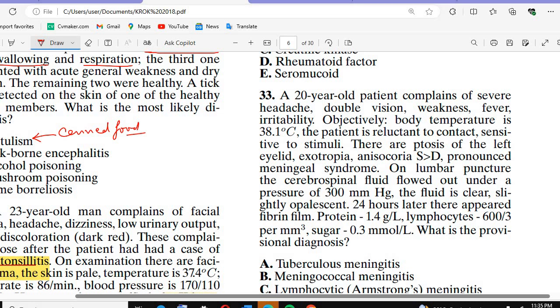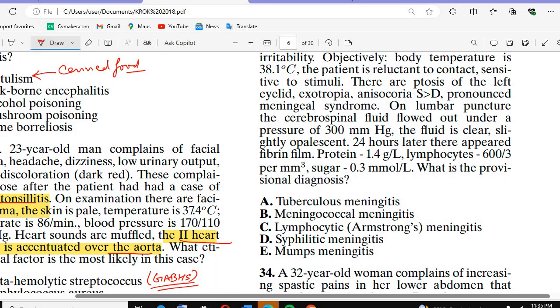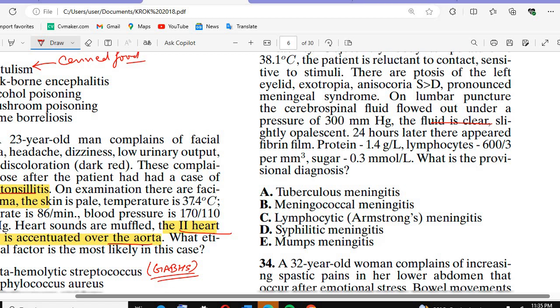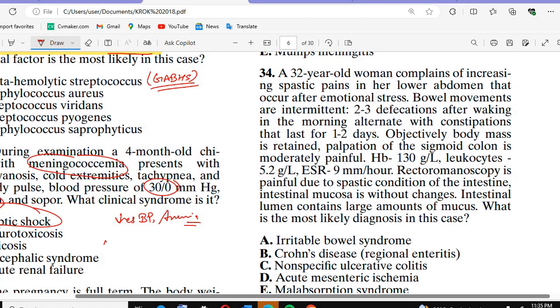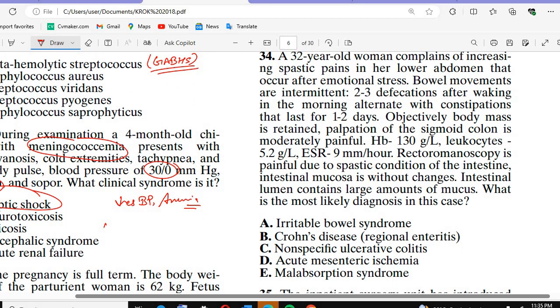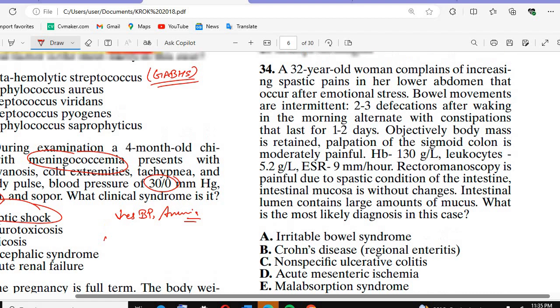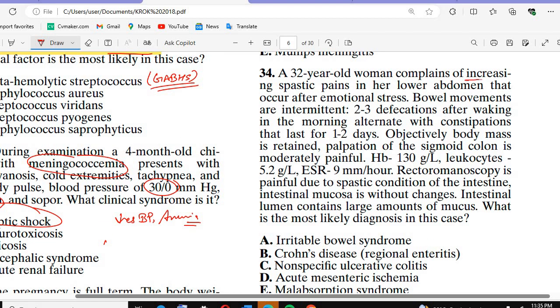Then question number 33 is also about meningitis. Is it clear? The fluid is clear. So what is that? Tuberculous meningitis. Then question number 34. In question number 34 we have increased spastic spasm. Remember that if you have increasing spastic pain in the lower abdomen that occurs after an emotional stage, any factors like stress conditions or emotional conditions, they are all associated with irritable bowel syndrome.